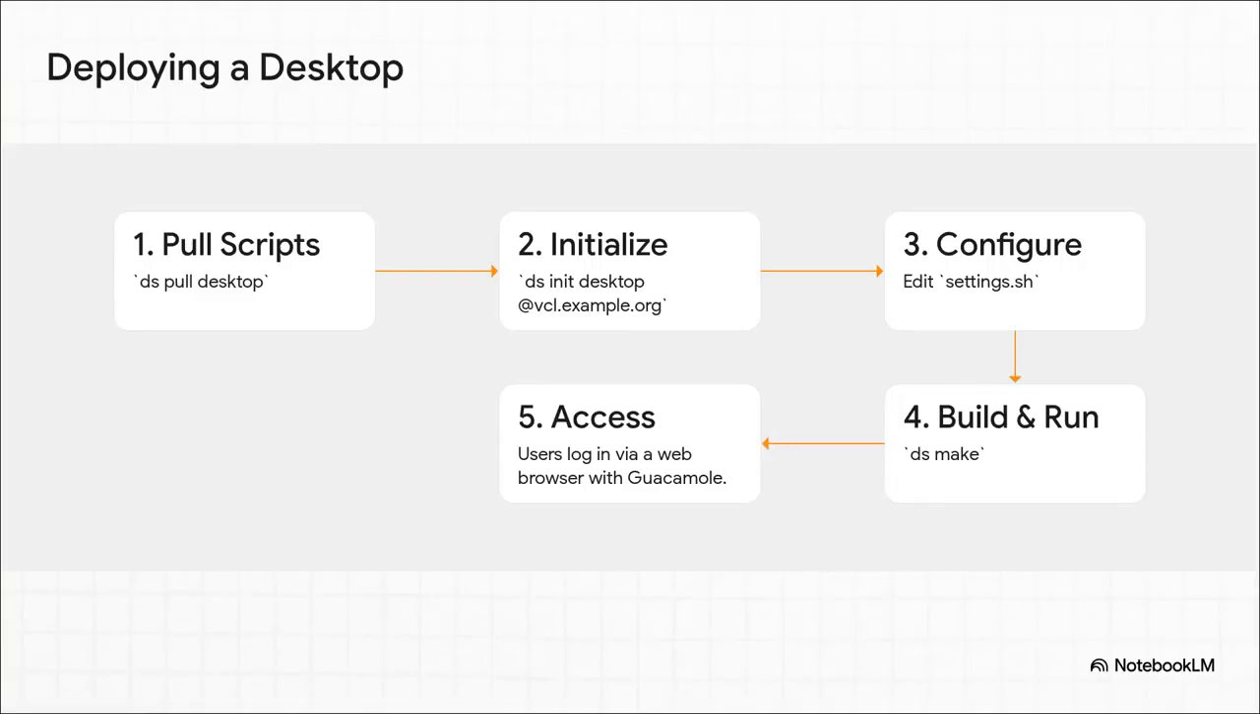We're using that exact same four-stage life cycle we've been talking about. You pull the desktop scripts, you initialize an instance, you edit one little settings file, and you run dsmake. That's it, you're done. Students and teachers just open a browser, go to the URL, and log in. No special software, no plugins, nothing.